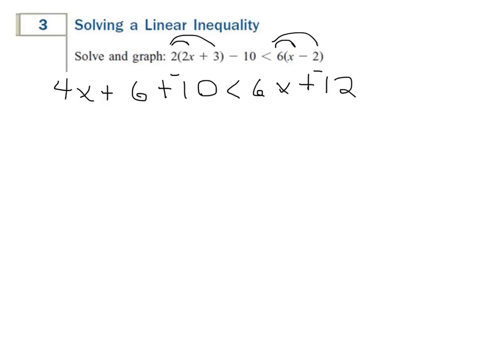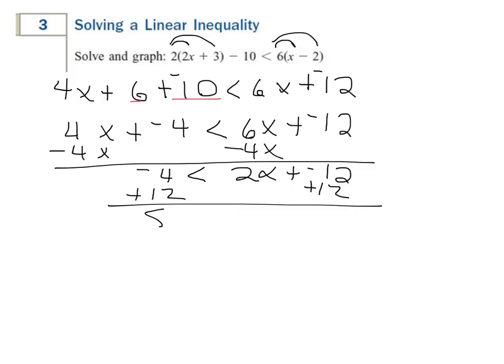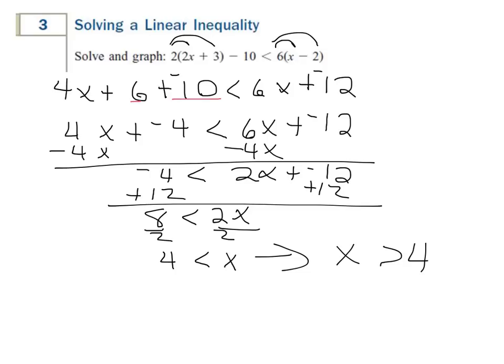Okay, now here I'm going to combine my like terms, and I get 4x plus -4 is less than 6x plus -12. Get my x's together. -4 is less than 2x plus -12. Add 12, add 12. And we end up with 8 is less than 2x, divide by 2. So x is greater than 4, or let's put it in the right order. X is greater than 4. All right, so that solved it.